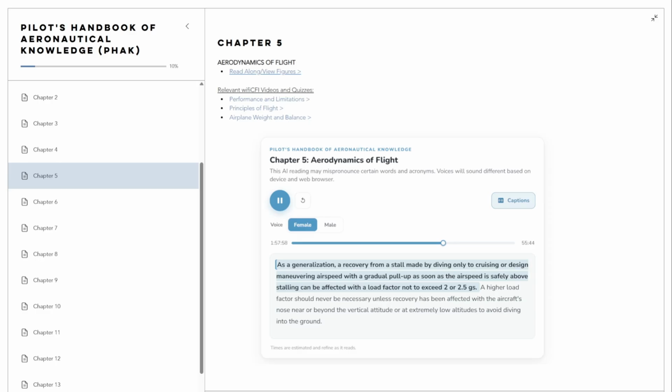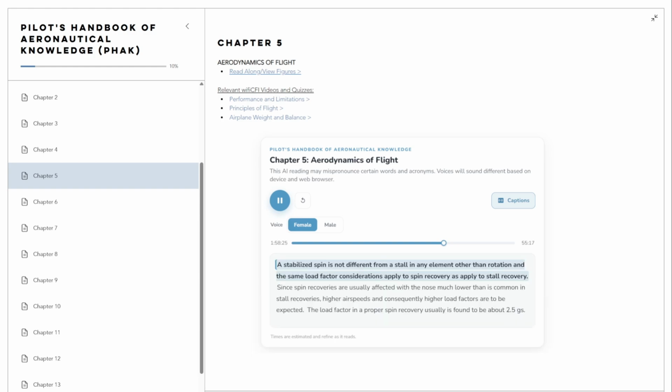As a generalization, a recovery from a stall made by diving only to cruising or design maneuvering airspeed, with a gradual pull-up as soon as the airspeed is safely above stalling, can be effected with a load factor not to exceed 2 or 2.5 gs. A higher load factor should never be necessary unless recovery has been effected with the aircraft's nose near or beyond the vertical attitude, or at extremely low altitudes to avoid diving into the ground.